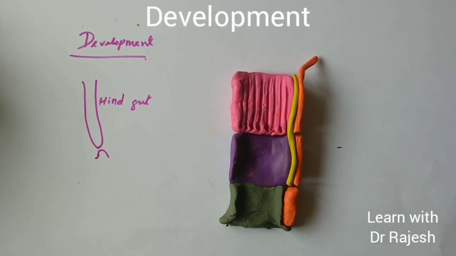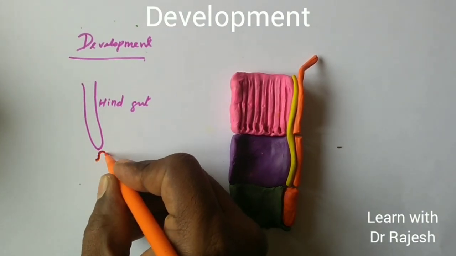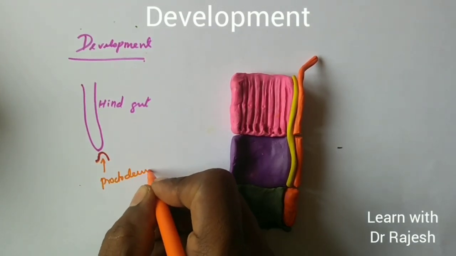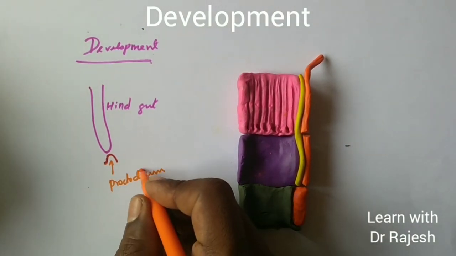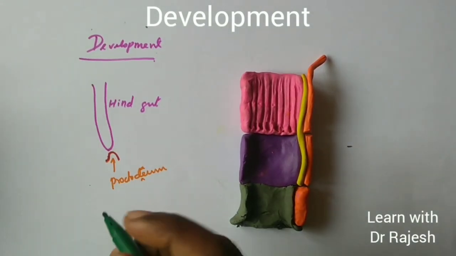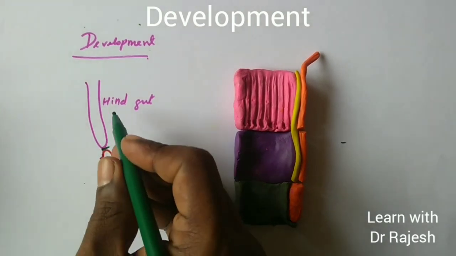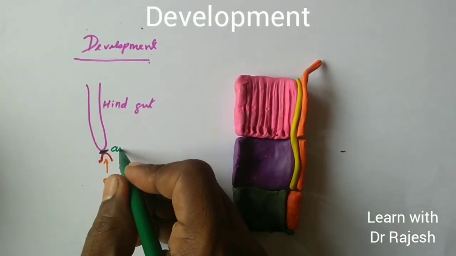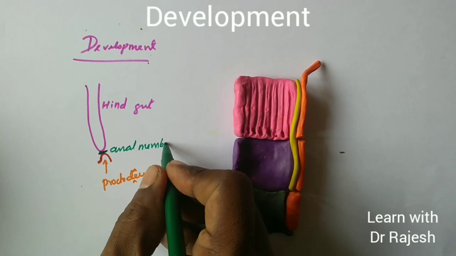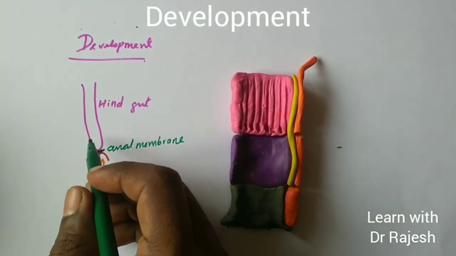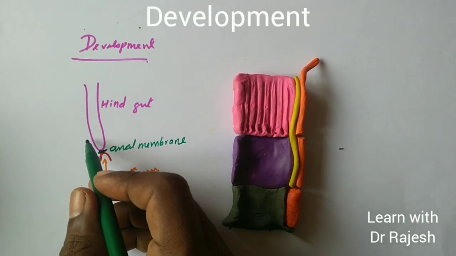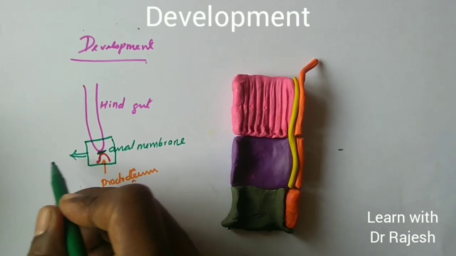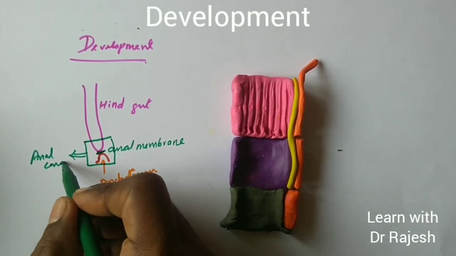a pit is formed, which is called the proctodeum. Initially, there is a membrane separating the hindgut from the proctodeum. This membrane is the anal membrane, which separates the terminal part of the hindgut from the proctodeum. So this terminal part of the hindgut and the proctodeum together will form the anal canal.